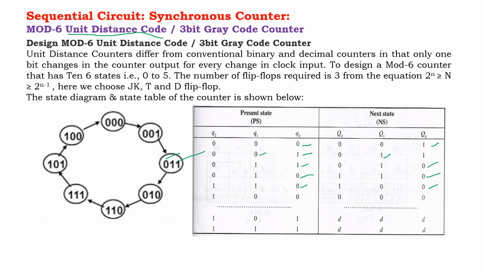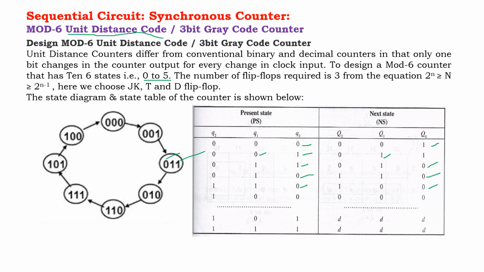Okay, so here we will get the 4 only. So 0, 1, 3, 2, then 6, okay, then 4. So mod 6 means 0 to 5. The number of flip-flops required is 3. Then the operation by this equation. So here we will get this state table.